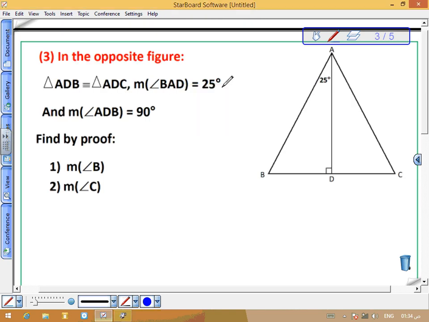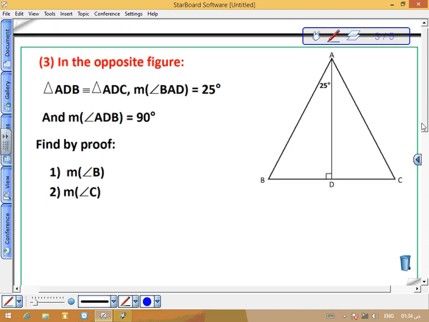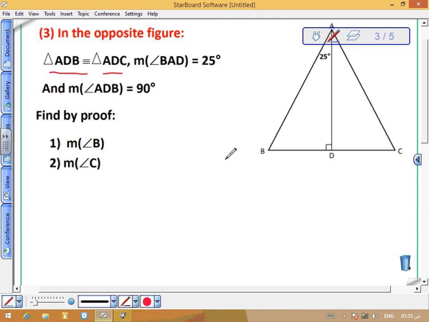Example number 3. In the opposite figure, if triangle ADB congruent to triangle ADC, and measure of angle BAD equals 25 degrees, and measure of angle ADB equals 90 degrees, find by proof number 1, measure of angle B, number 2, measure of angle C. Okay, let's go.